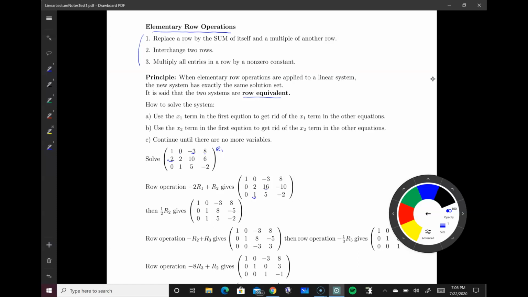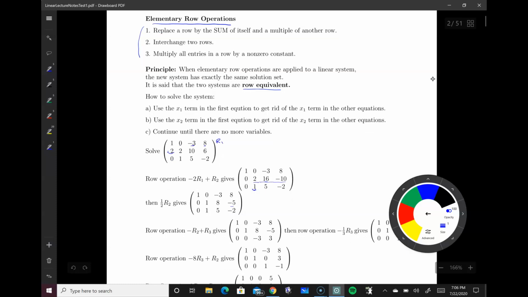What did I do first? Oh, never mind. I wanted to multiply this row here by 1/2 so that I could get a 1 here. So I want to multiply this row by 1/2 to get a 1 here. So 16 divided by 2 is 8. -10 divided by 2 is -5.